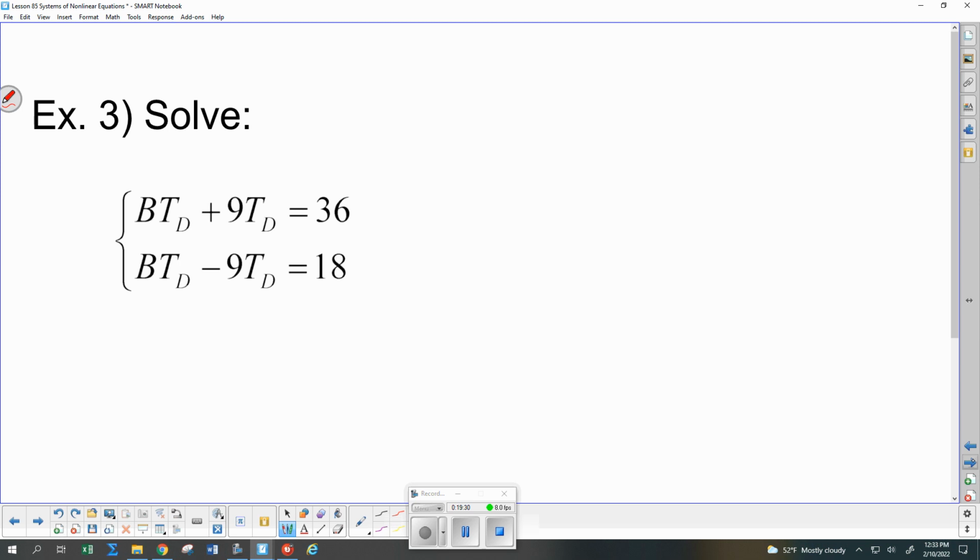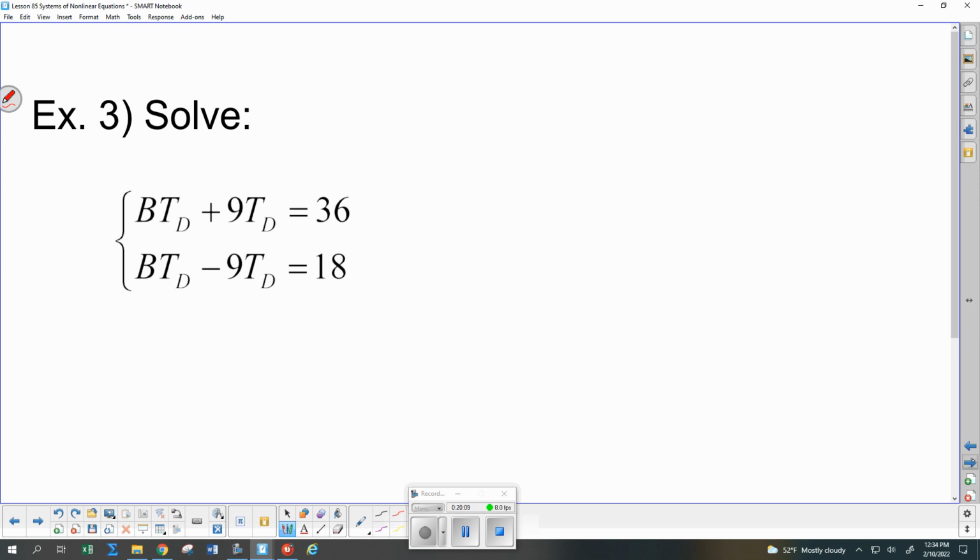Okay, other ideas. We'll keep that one in mind. We may come back and use that. Other ideas. Anybody else have an idea? Wyatt? Yeah, I could say BTD is 9TD plus 18, and then I could plug that in for the BTD up in the top one. Maybe. Substitution could get kind of messy.